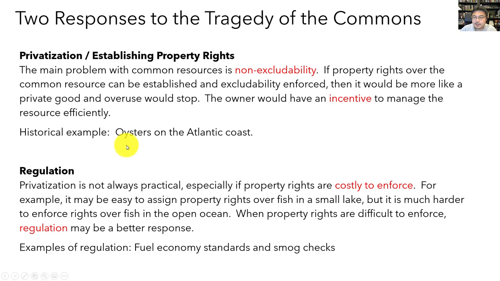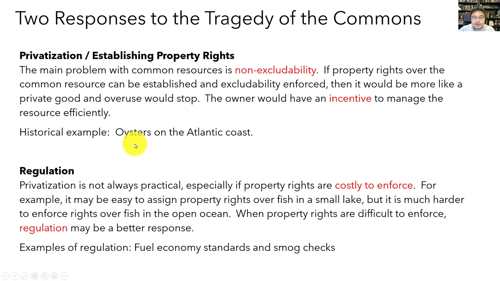Privatization isn't always practical, however, especially if property rights are costly or difficult to enforce. And that depends on the context, right? So in our oyster example, they could define and enforce property rights because the oysters would attach themselves to rocks, which are in a fixed location. And so it would be easy to enforce a definition based on a fixed location.